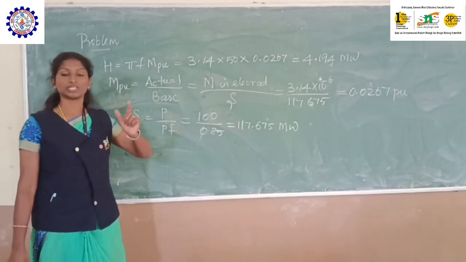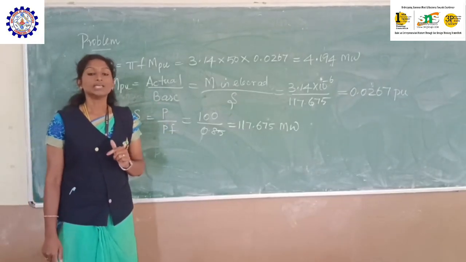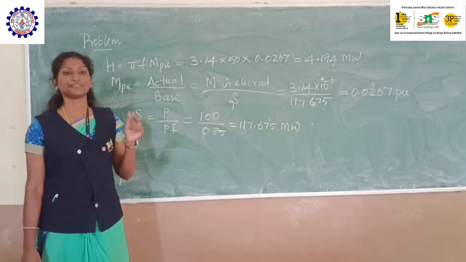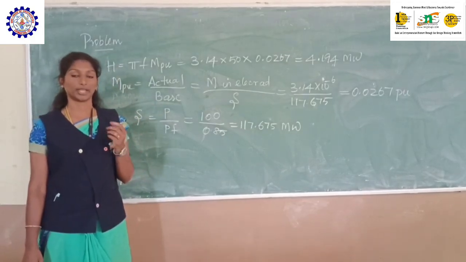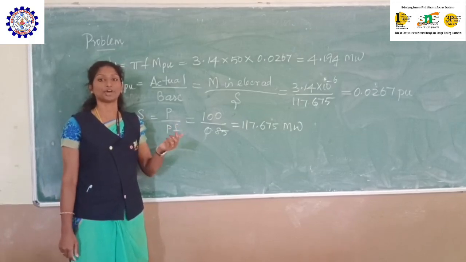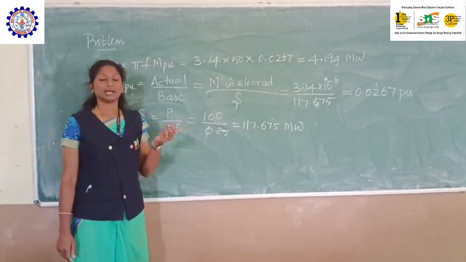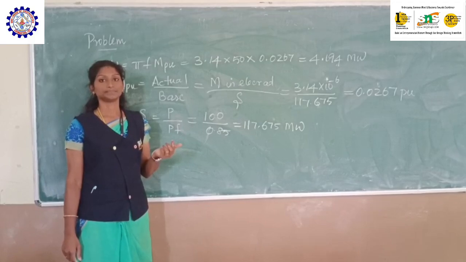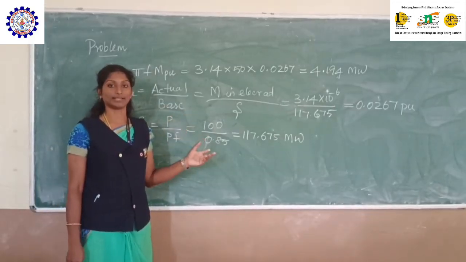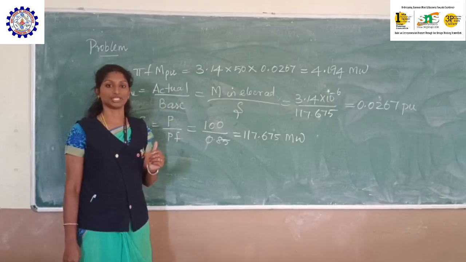The unit we mention is electrical radians. When we mention it in electrical radians, for pi we substitute 3.14, whereas when we calculate in degrees, for pi we substitute a value of 180. So with the help of these formulas, we have calculated the inertia constant and moment of inertia. Thank you.